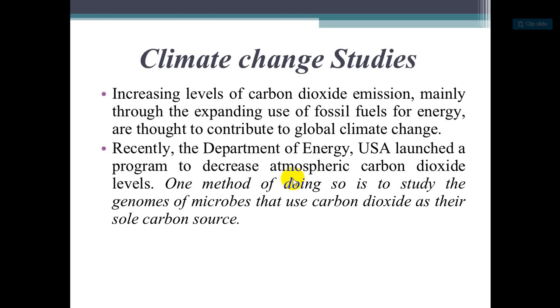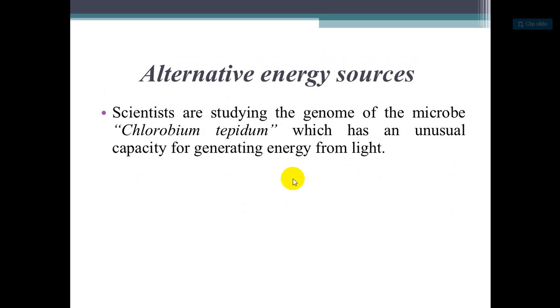Increasing levels of carbon dioxide emission, mainly through the expanding use of fossil fuels for energy, are thought to contribute to global climate change. Alternative energy resources: scientists are studying the genome of the microbe Chlorobium tapetum, which has an unusual capacity for generating energy from light.